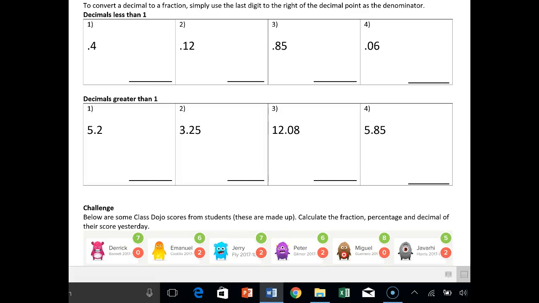Welcome to Notes 1.8 Part 2. So on the back side, we're going to convert a decimal to a fraction.